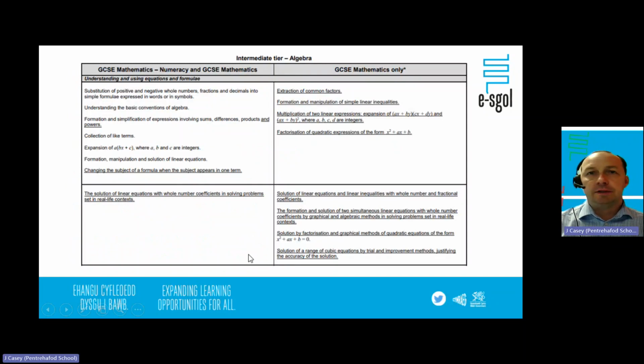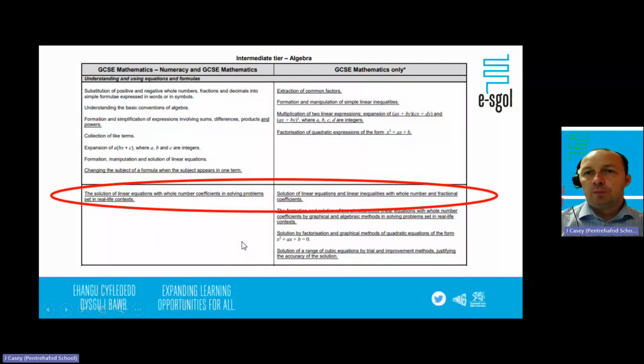Here we can see the intermediate scheme of work for WJEC. We can see straight away that linear equations appears on both the GCSE maths and the GCSE numeracy. So it is quite a common topic, and it is also linked to quite a few other topics. Quite often you have to solve equations when we do things like trigonometry, Pythagoras. Those sorts of topics will involve an element of solving equations.